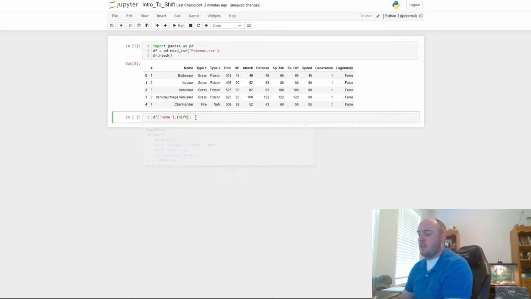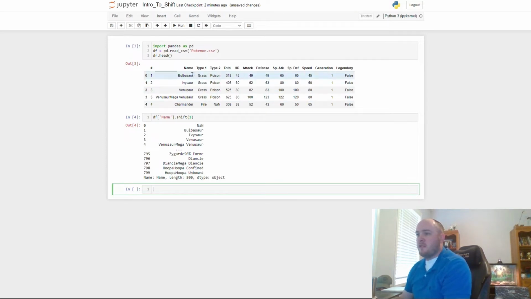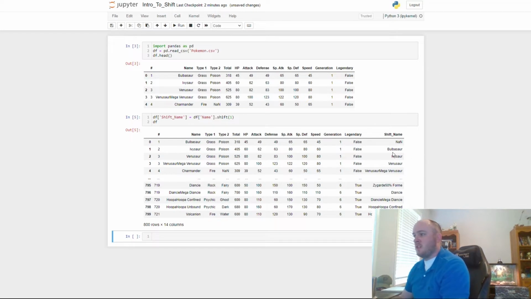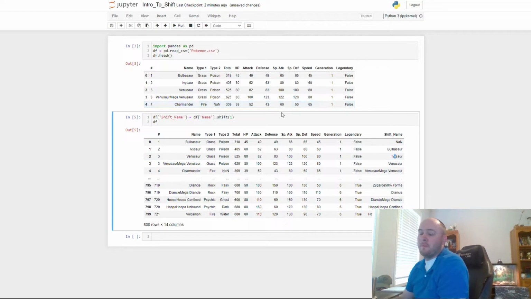So we're saying that if we type in shift 1, it is going to shift the name column down 1. So now you can see that the 1 index is Bulbasaur, the 2 index is Ivysaur, and so forth and so on. So you could have a shift name column, and you can see that you got Bulbasaur because it shifted down 1, Ivysaur shifted down 1, Venusaur, and so forth and so on. Okay, so that's essentially what shift does. It just moves everything down however much you tell it to move down.